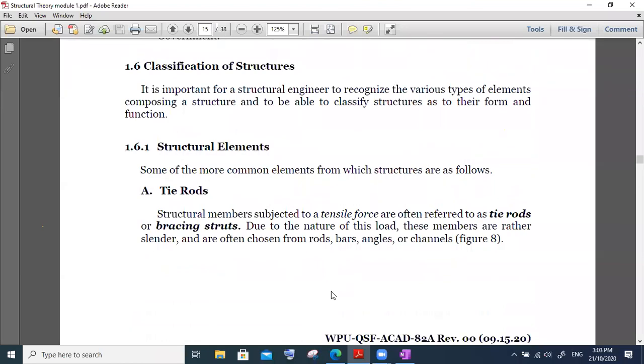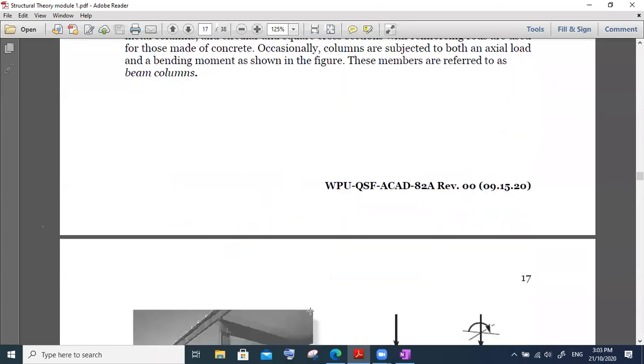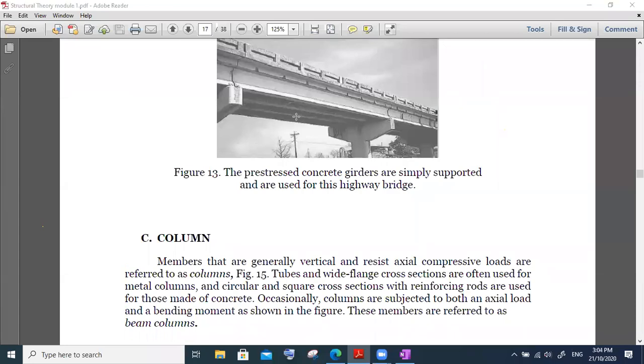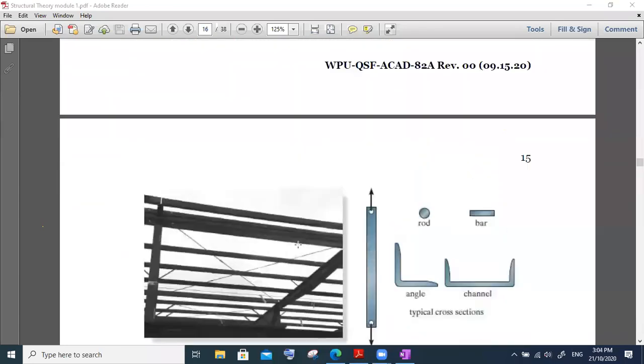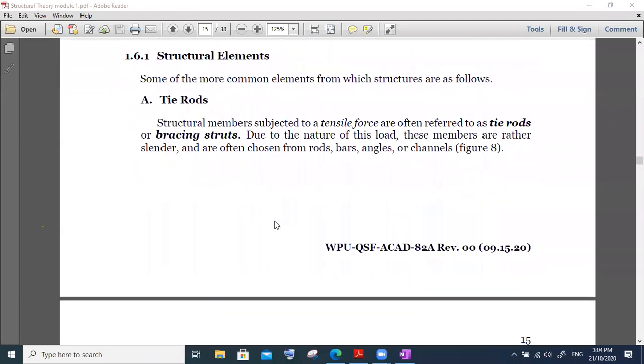May dalawa tayong classification. One is under the structural element, and the other one is the types of structure. Now, isa-isahin natin. For the structural element, the first one is the tie rod. Structural members subjected to tensile force are often referred to as the tie rods or bracing struts. Due to the nature of this load, these members are rather slender and often chosen as rod, bar, angle, or channels. No? Makikita natin dito, itong mga to, no?